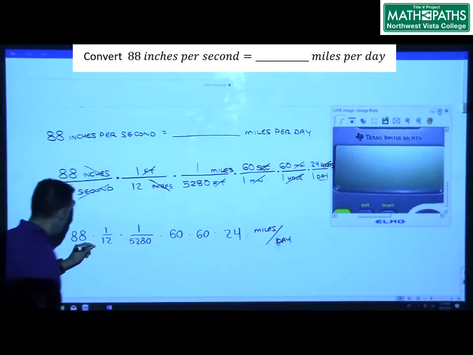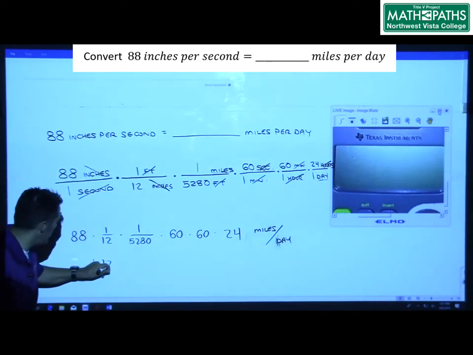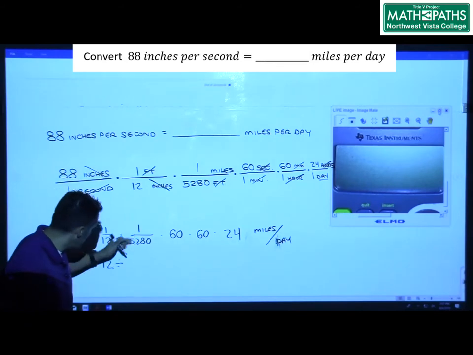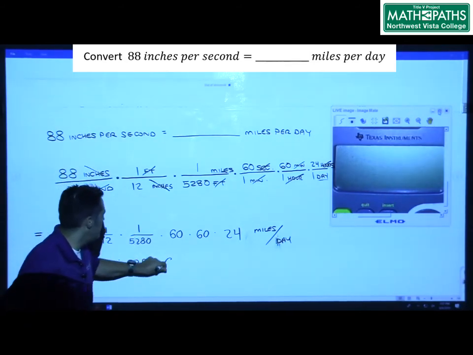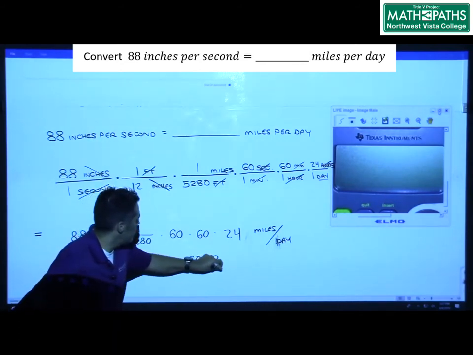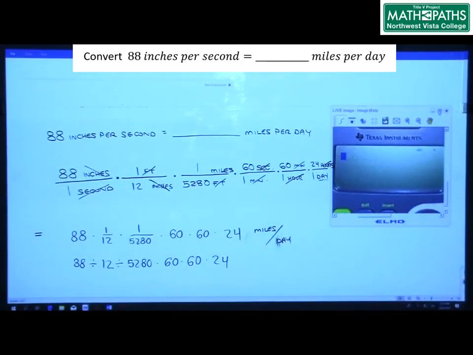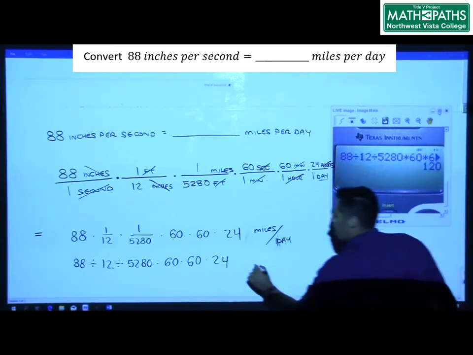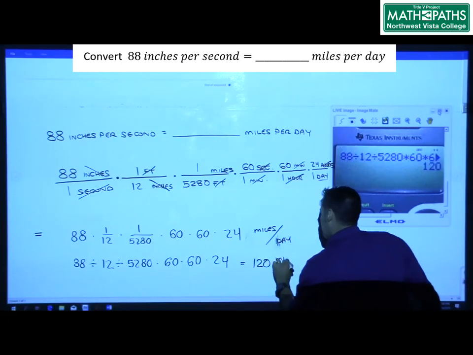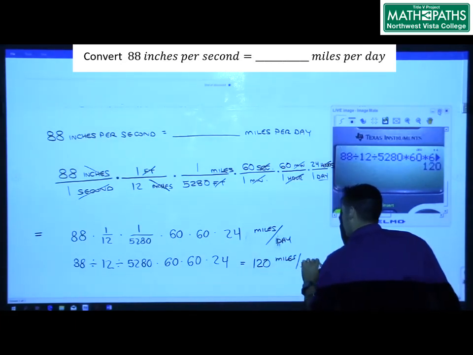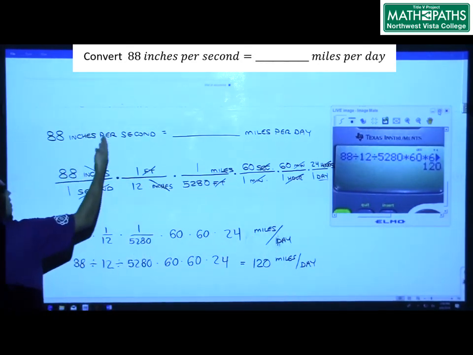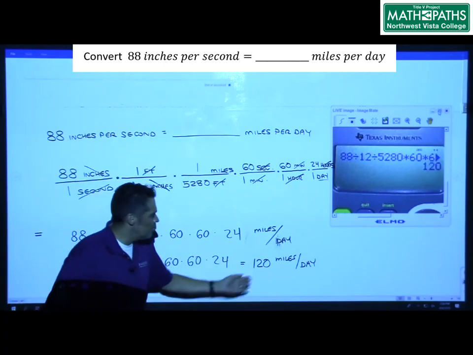So this is what I want to point out. This right here really means dividing by the reciprocal. So that's divide by 12, and then divide by the reciprocal here, 5280, and then times 60 times 60 times 24. So that's what I'm going to do on my calculator. 88 divided by 12 divided by 5280 times 60 times 60 times 24 is 120 miles per day. So an object that's traveling 88 inches every second is equivalent to traveling 120 miles in 1 day.